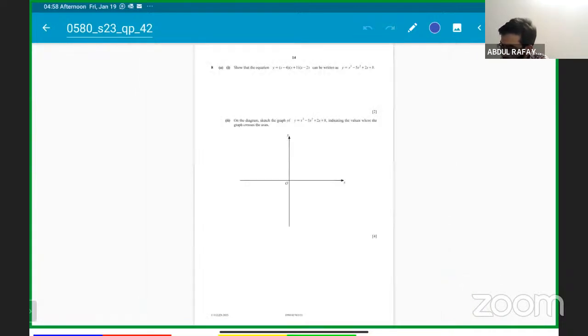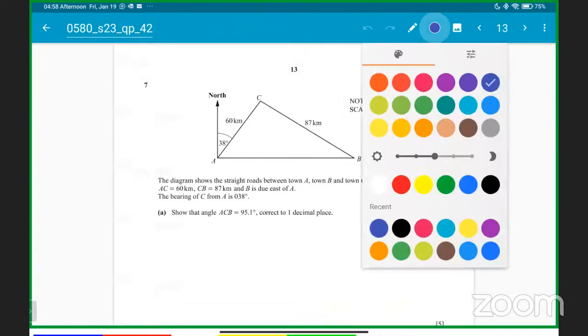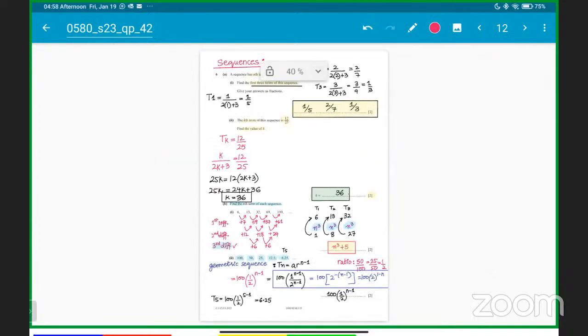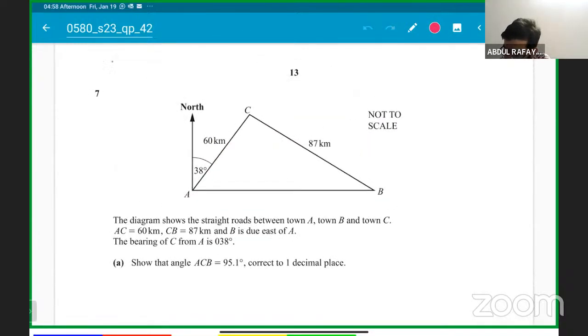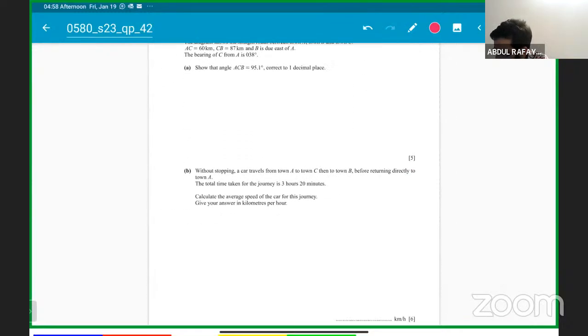Okay, everyone with me following? Clear on this? Guys getting it? Question number 7. Everyone can have a look at question number 7. It is about trigonometry, completely on trigonometry, only 2 parts, but of 11 marks. If you can see, this is 5 marks and this is 6 marks as well.